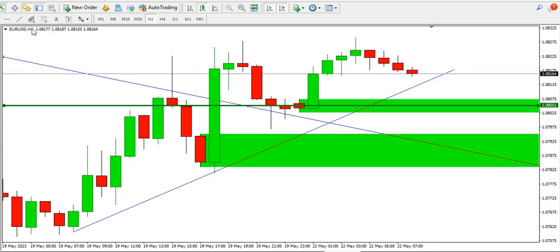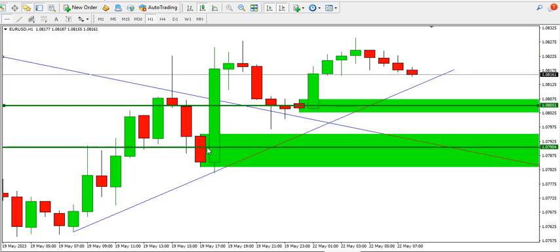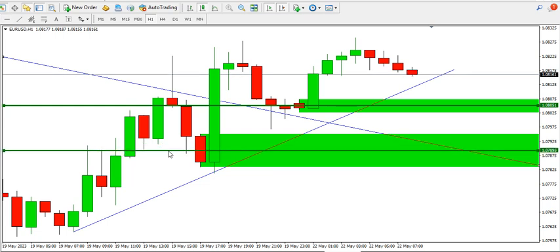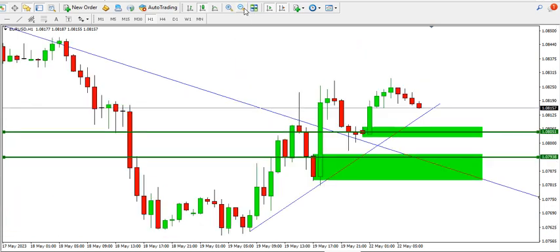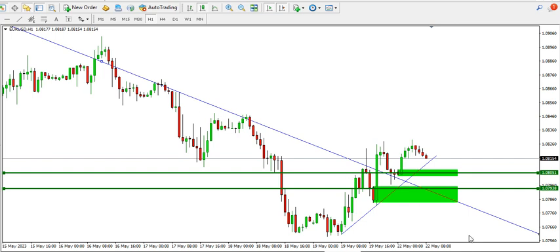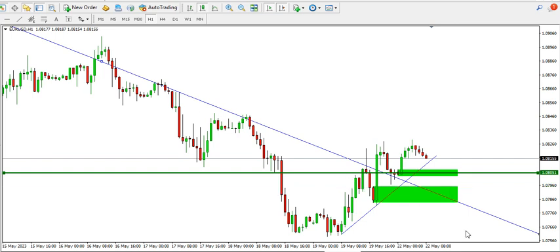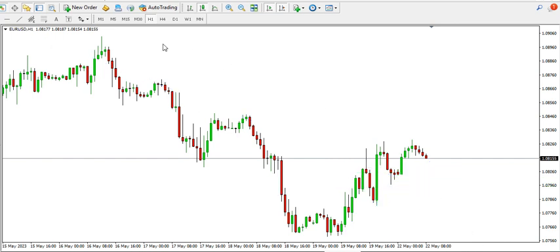Okay, that is the 1.07904 level. So if this support also fails, then we'll see price going down, and then we might see the overall bearish trend continuing. Okay, so that's that on the 1 hour time frame.